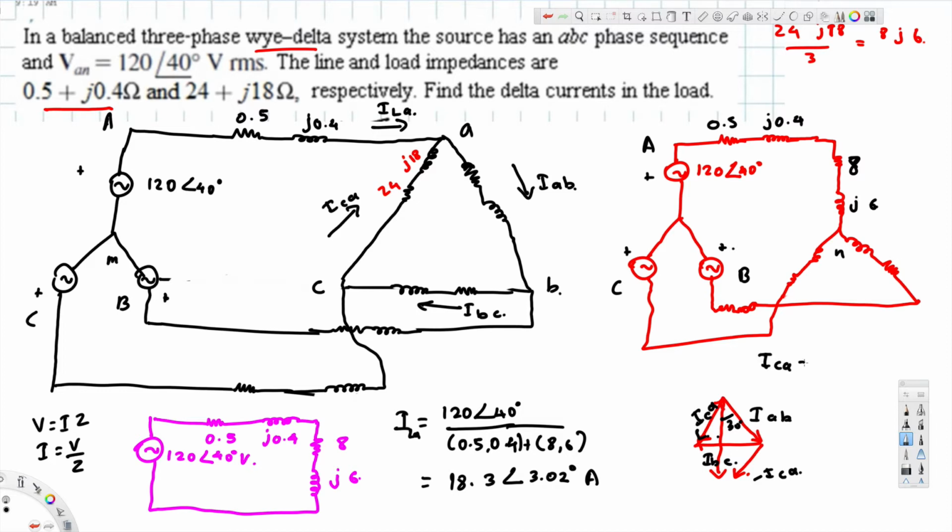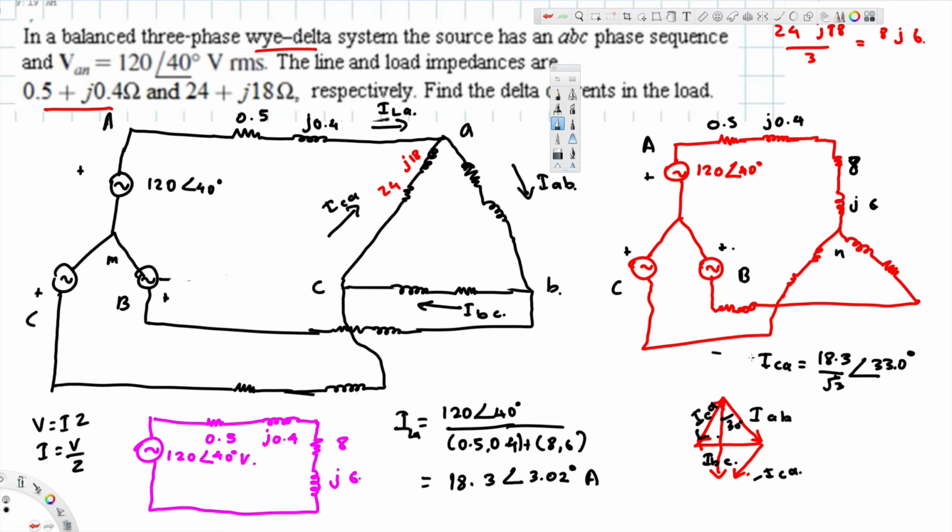ICA is 18.3 divided by root 3, because if we go to delta we have to divide by root 3, and the angle difference is 120. 33.02 degrees, because 33 comes from here.